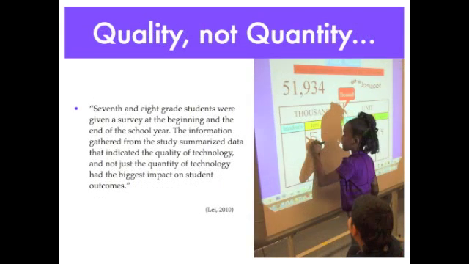2010. Additionally, in the article, Quantity versus Quality, a new approach to examine the relationship between technology use and student outcomes, Lay noted that 7th and 8th grade students were given a survey at the beginning and the end of the school year. The information gathered from the study summarized data that indicated the quality of technology, and not just the quantity of technology, had the biggest impact on student outcomes.